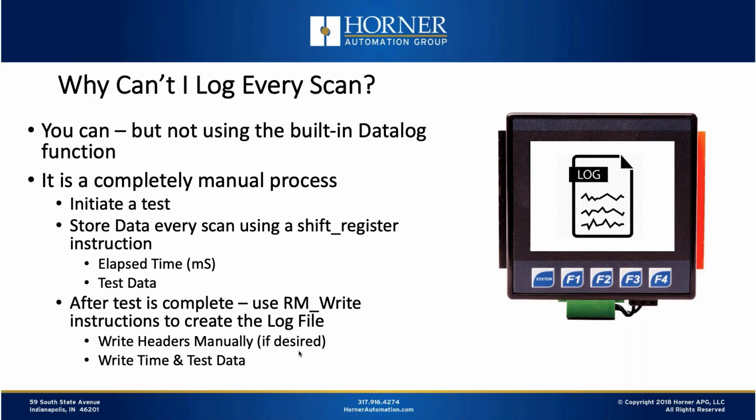Again, keep in mind when you're doing high-speed data logging, you're going to want to do it on a batch, periodic basis. You use a shift register or something similar to store the data from your sample every scan into a series of registers. Then once your test is complete, you use the removable media write instruction to create your log file. So you won't be taking advantage of the data log function built into the OCS firmware. You'll be writing your own logic to make that write to memory card happen, creating your own CSV file, if you will.